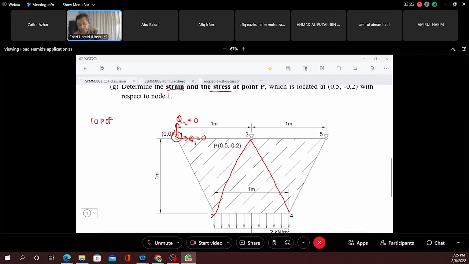How about this? We know there's Q5 and Q6. So what's the boundary condition here? Same, doctor. The same thing.